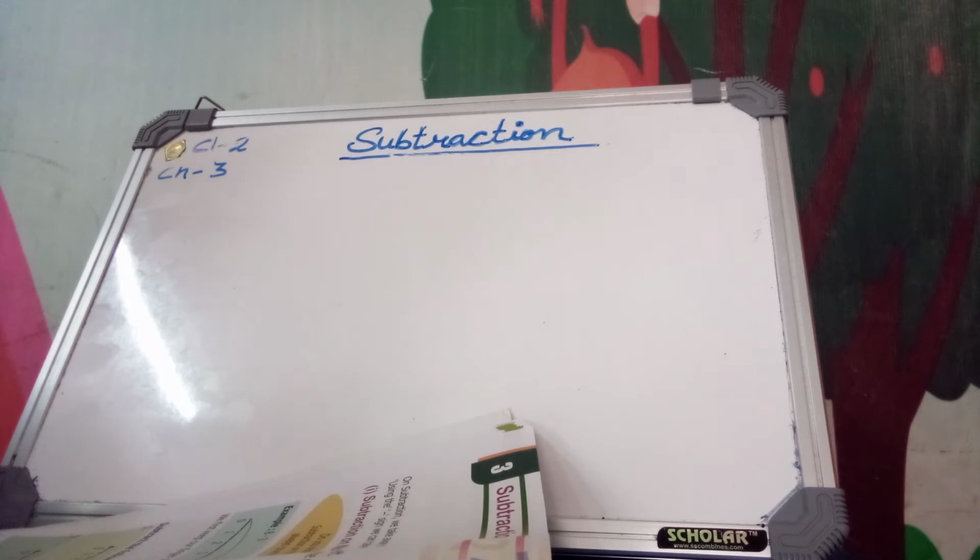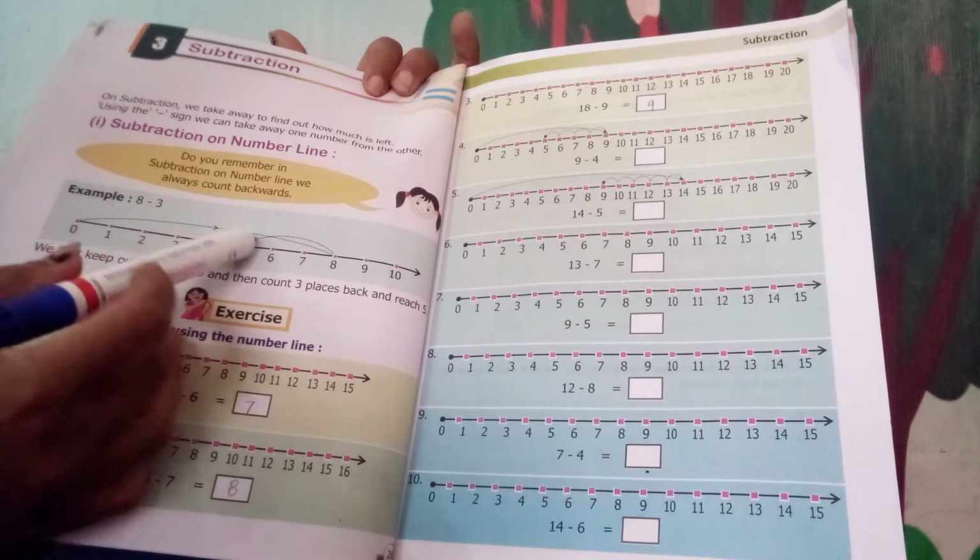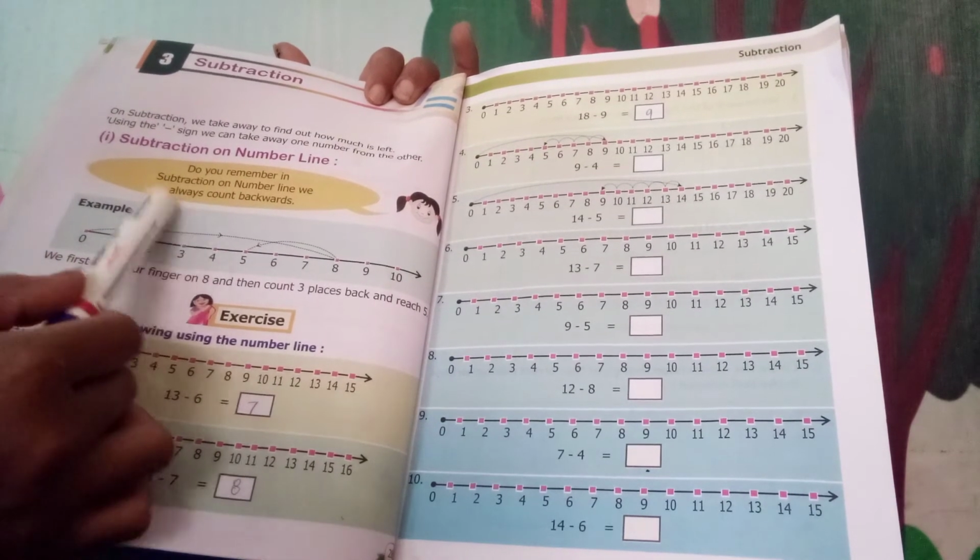If you have 10 pencils and you give 5 pencils to your brother, how many pencils are left with you? Firstly you have to draw a line and then you have to do backward counting. Do you remember, in subtraction on a number line we always count backward? Now see example number 3, 8 minus 3. From 8 we will take away 3.